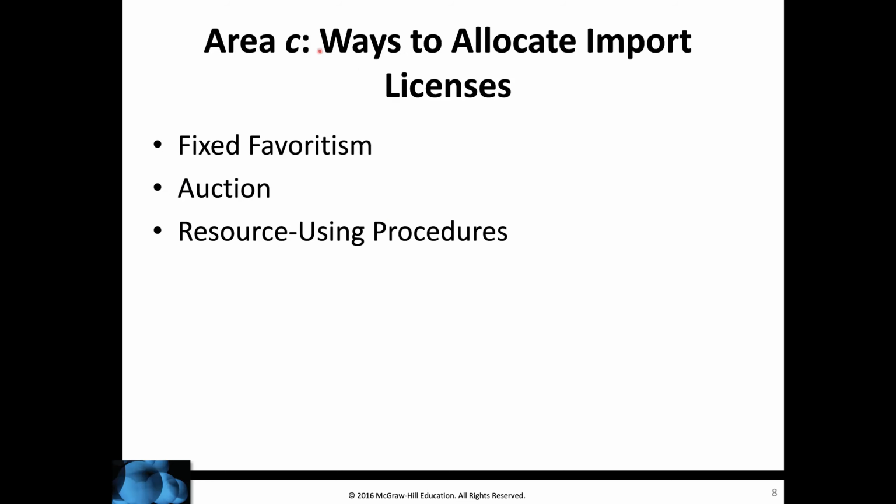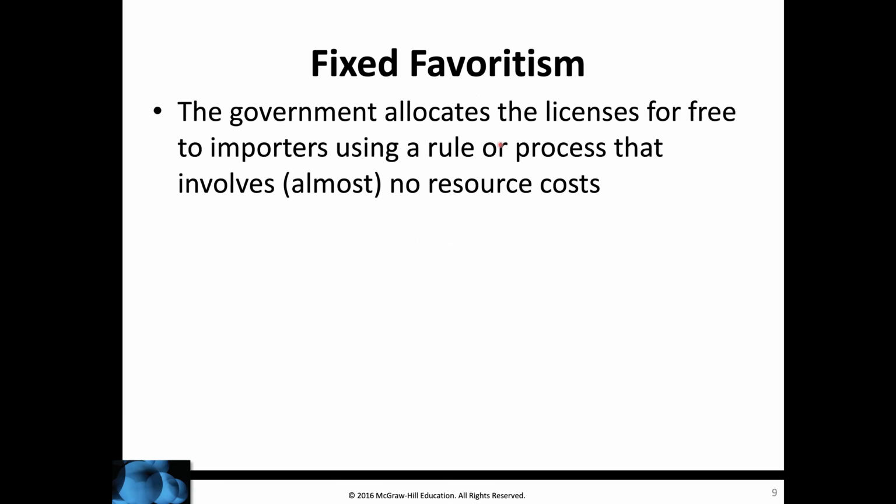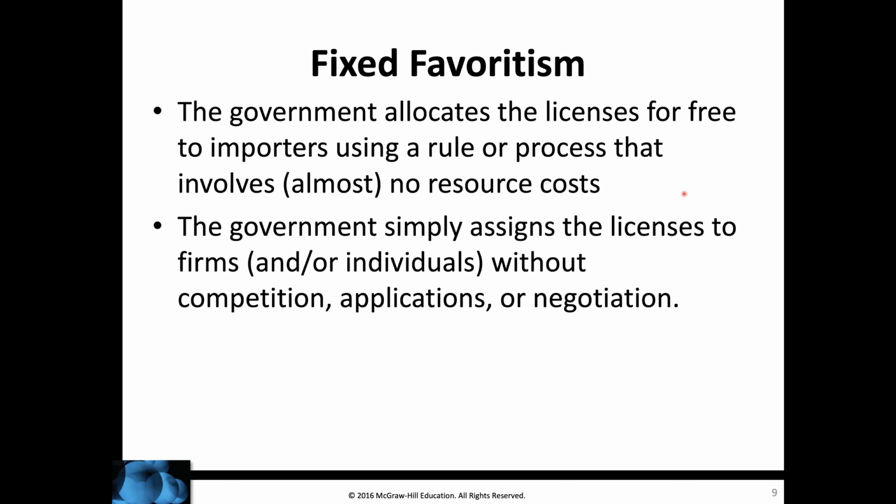So area C, how is it allocated? So ways to allocate the import licenses. And we'll discuss these in a little bit greater detail. There's fixed favoritism, could be an auction, or a resource using procedure. So let's define these a little bit more deeply. Fixed favoritism. This is when the government allocates the licenses for free to importers using a rule or process that involves almost no resource costs. So it doesn't cost the government to allocate it, or almost no cost to allocate it. But the government can then have a fixed favoritism based on the way they allocate it.